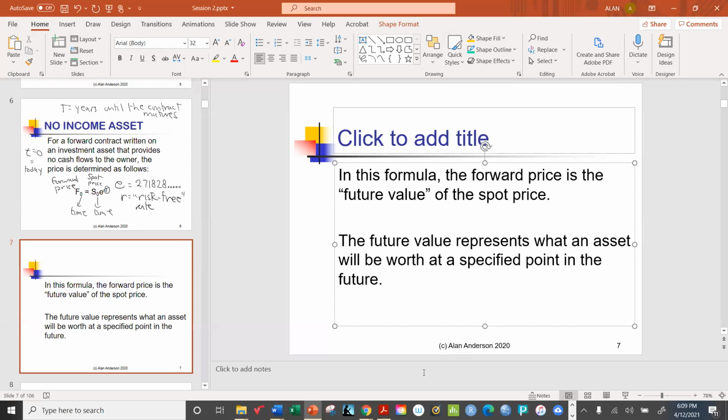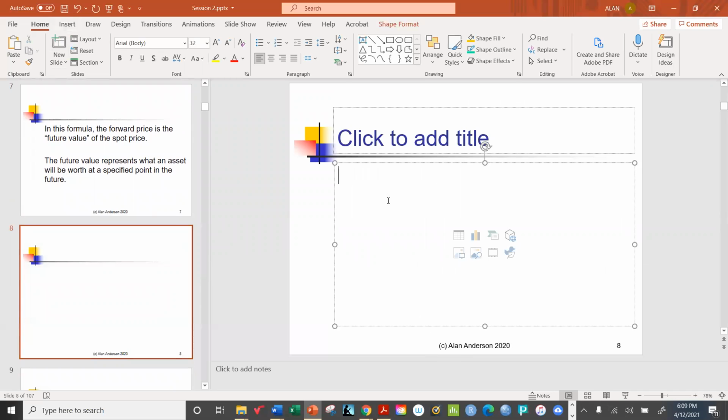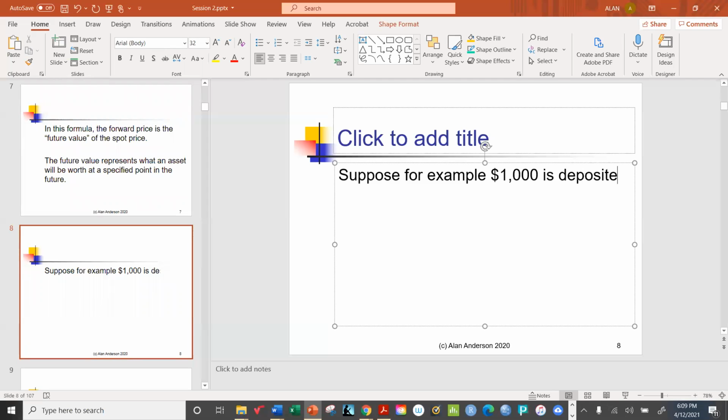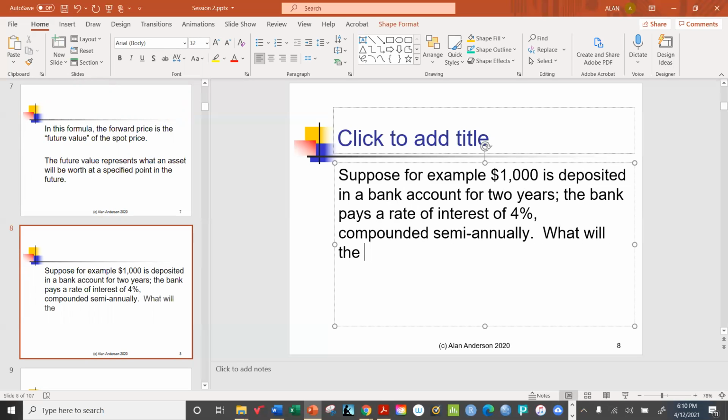We often see this associated with bank accounts, for example. Suppose, for example, $1,000 is deposited in a bank account for 2 years. The bank pays a rate of interest of, let's say, 4% compounded semi-annually. What will the deposit be worth in 2 years?